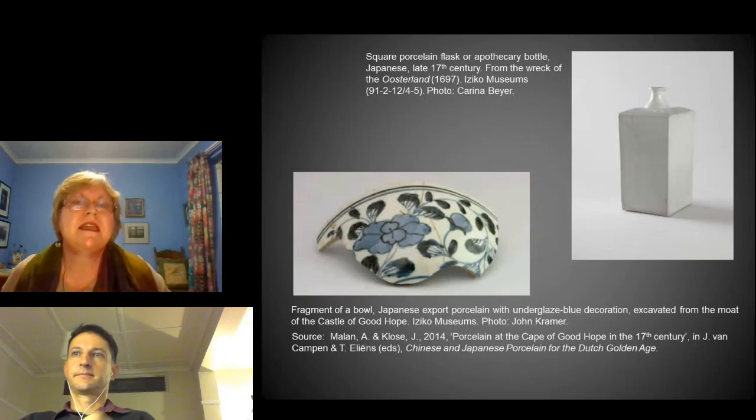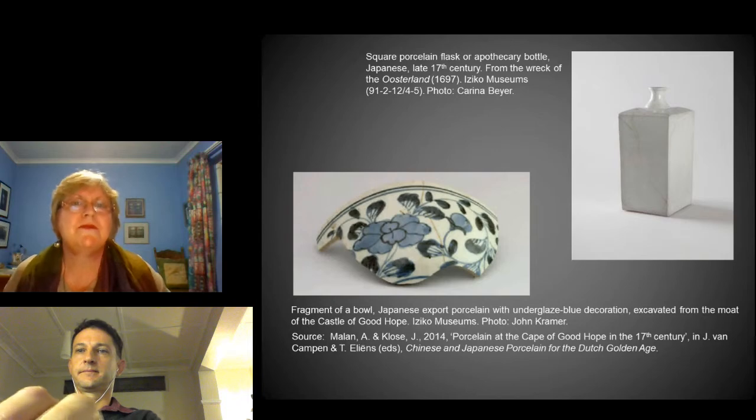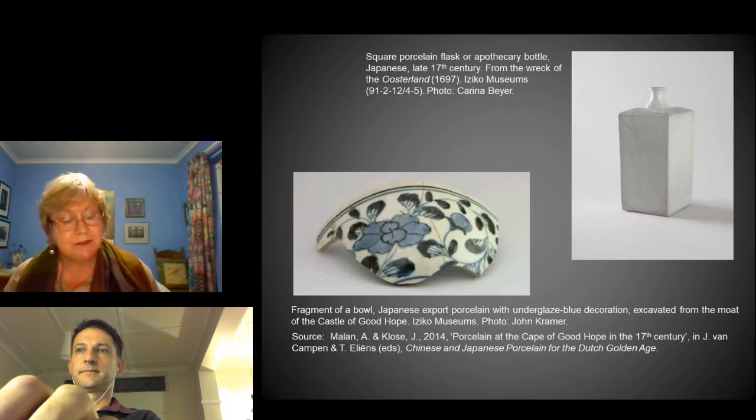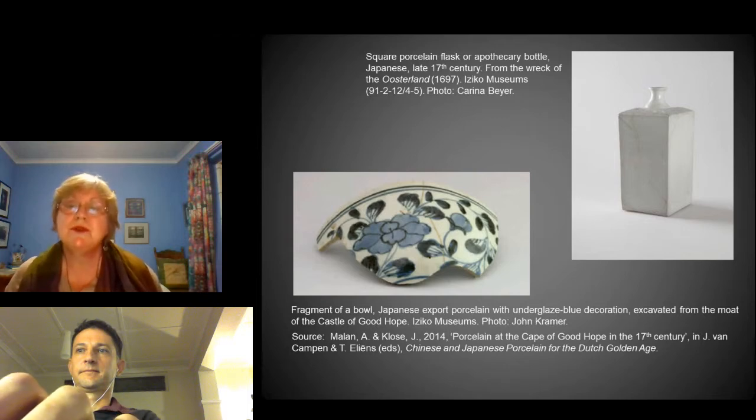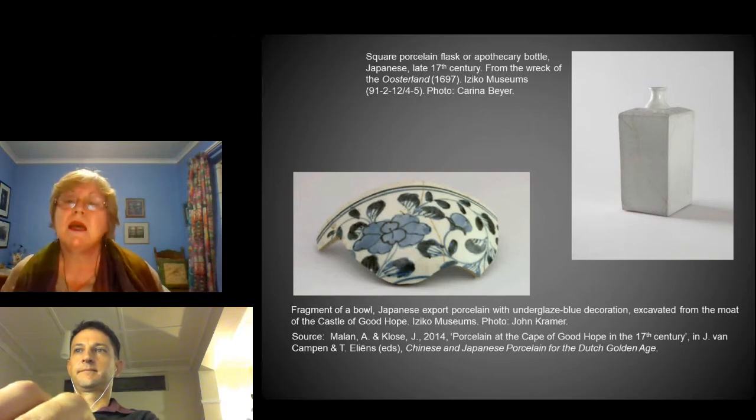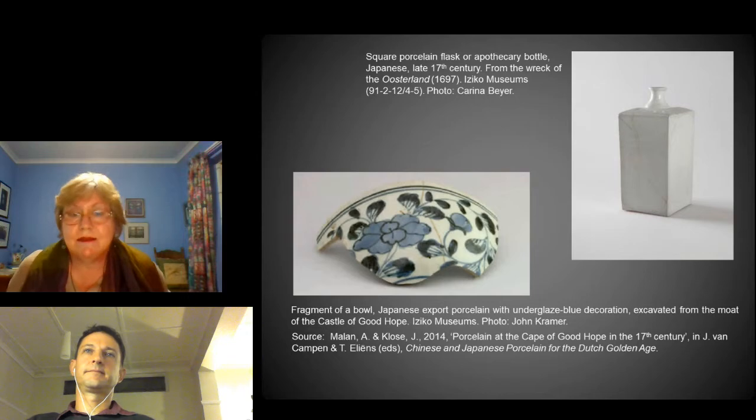So here I have selected a square porcelain flask and apothecary bottle, which is from the wreck of the Oosterland, 1697. But it forms part of ceramics that were exported to Batavia and to the Cape to be used on ships. Of course, medicine, as we know, has always been an integral part. And so the very first containers that came here were for medicinal use.